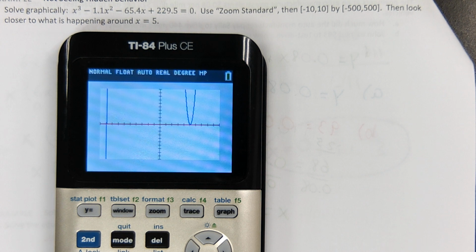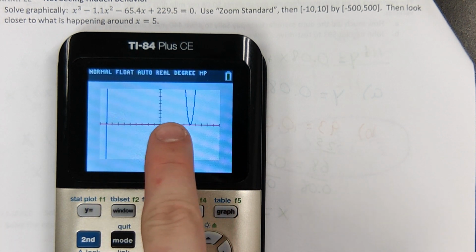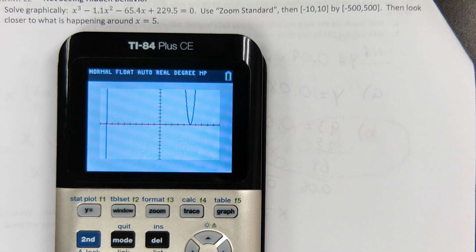How many times does it look like these two graphs touch each other? No, the red line, this is one graph. The red line and the blue line. How many times does it look like they touch? It does look like they touch twice. It does look that way.